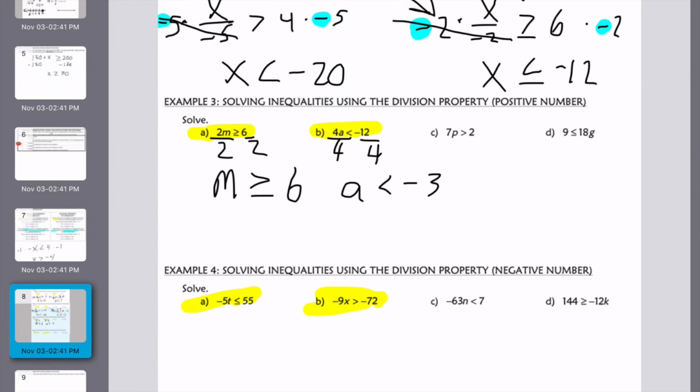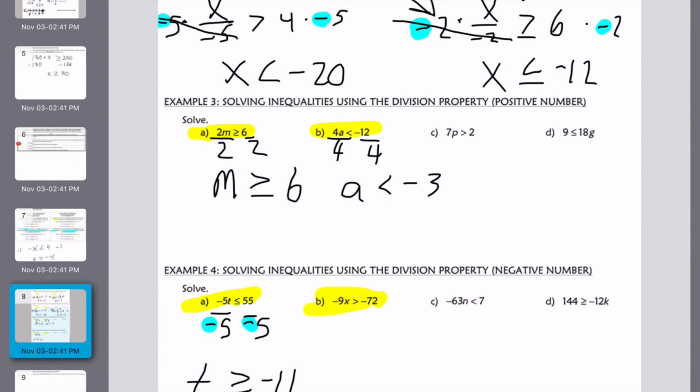A couple more example problems here, and then we will wrap up. So example 4, solving inequalities using the division property with a negative number. So part A, solve negative 5t is less than or equal to 55. So again, I'm going to divide both sides by negative 5 here. And since I'm dividing by a negative number, I know that my inequality sign is going to reverse automatically. So what was once less than or equal to is now greater than or equal to. My t drops down. And 55 divided by negative 5 is negative 11. So I know that t is greater than or equal to negative 11.